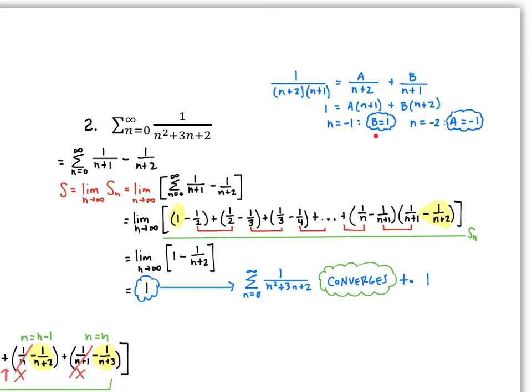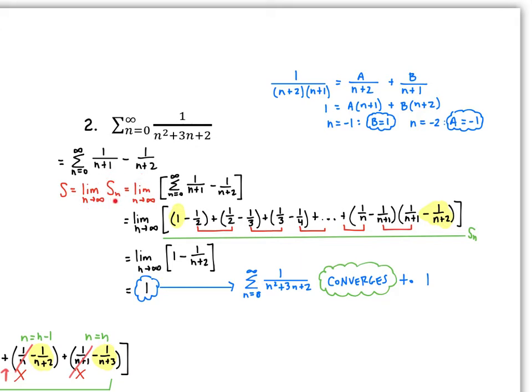If we let n equals -1, we're able to get b to be 1. If n equals -2, we're able to get a to be -1. So when we rearrange things a little nicer, we get the series to be the sum of 1 over n plus 1 minus 1 over n plus 2. To figure out what this sum is, we need to take the limit of that series.